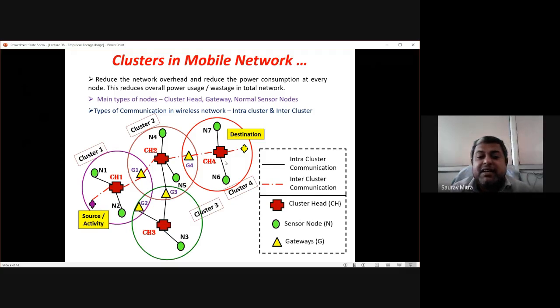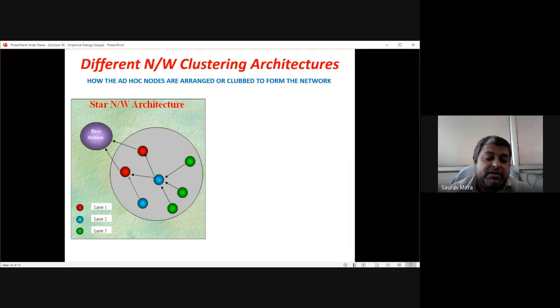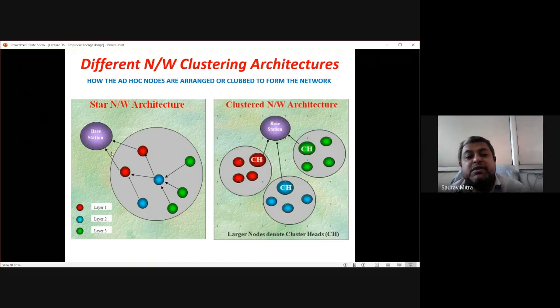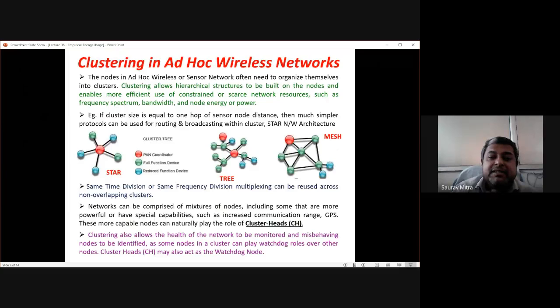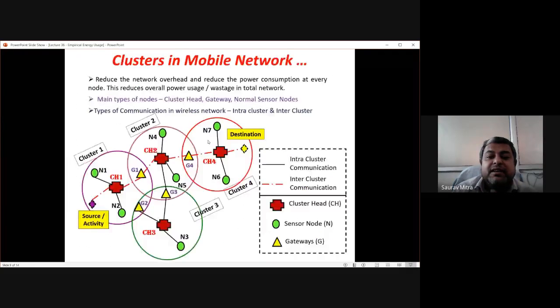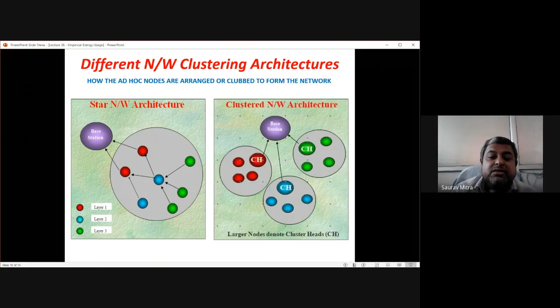So there is a cluster head. There are different types of nodes explained here. The central one is the cluster head, the green ones are sensor nodes, the yellow one is the gateway path, and other things. Here are two different structures. The first one is the star network architecture, and the second one is a kind of tree structure architecture. So the first is star, and the second is a hierarchical kind of structure.